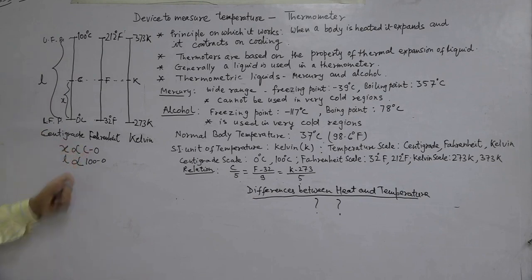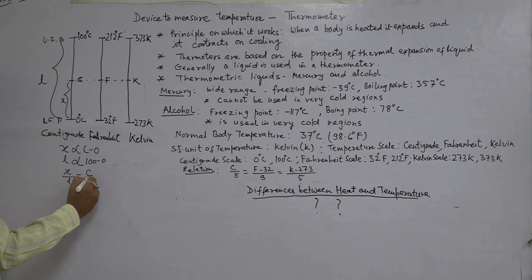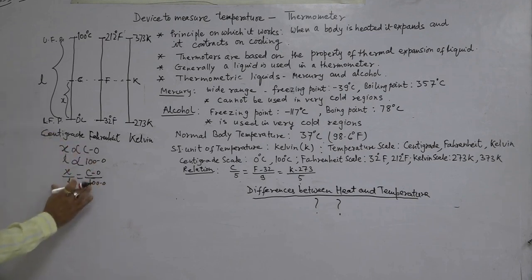If you divide these two proportions, you can write X upon L equals C minus 0 upon 100 minus 0. So this is for the centigrade scale, we have got one relation: X upon L equals C minus 0 upon 100 minus 0.